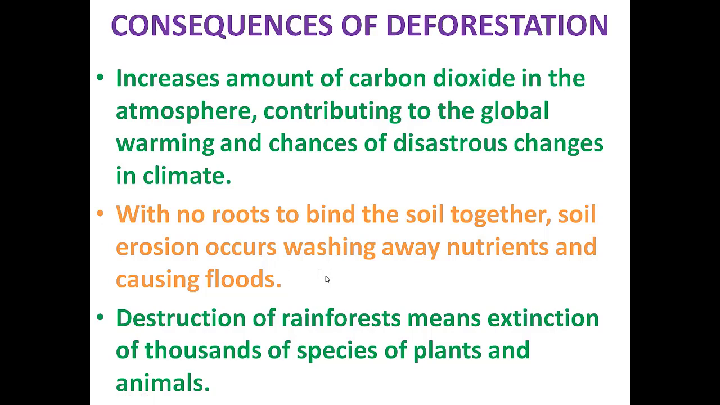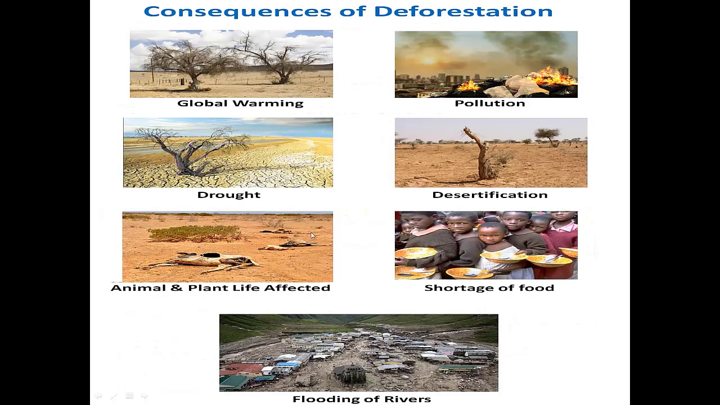The third consequence could be the destruction of rainforest, meaning extinction of thousands of species of plants and animals. It's one of the serious consequences. It leads to the extinction of thousands of species of plants and animals. So these are some of the consequences of deforestation. This picture shows us the various consequences of deforestation. Here, global warming, drought, the animal and plant life being affected, pollution, desertification and shortage of food, and also flooding. We see so many consequences because of deforestation.